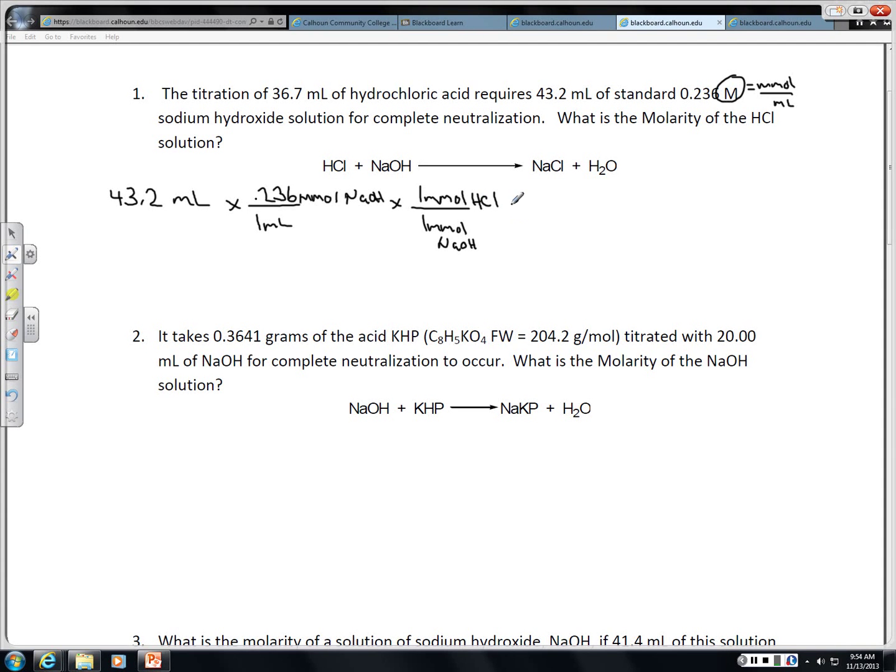Okay, so we're going to stop here. We're going to get our millimoles. So just the 2 steps. Okay, so basically all we're doing is multiplying 43.2 times 0.236. Okay, so we end up with 10.2 millimoles HCl.